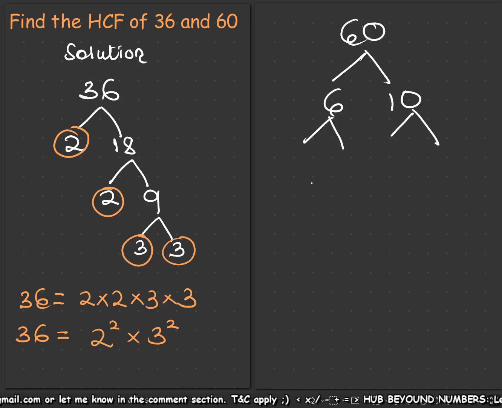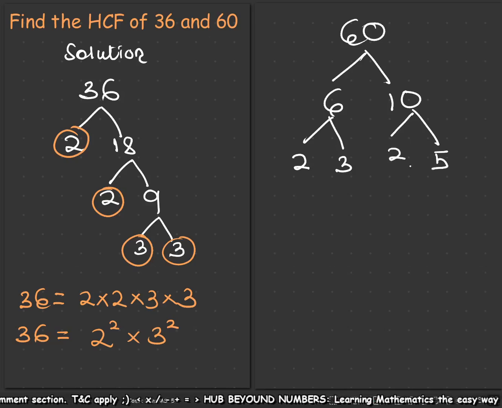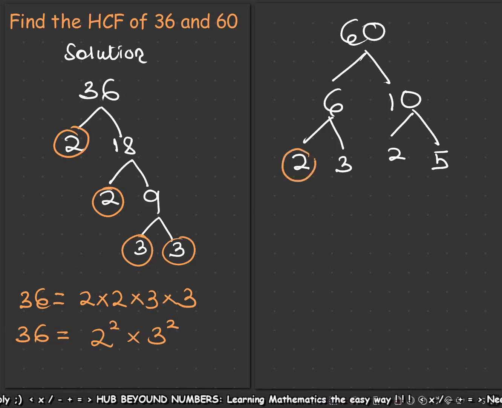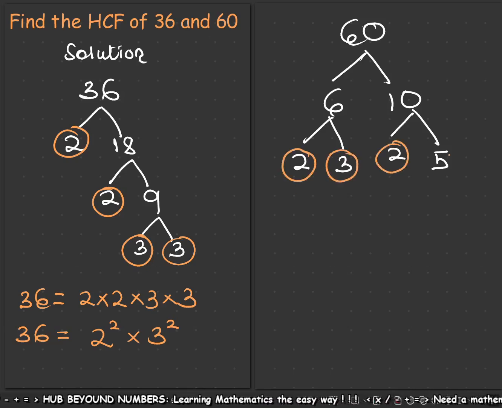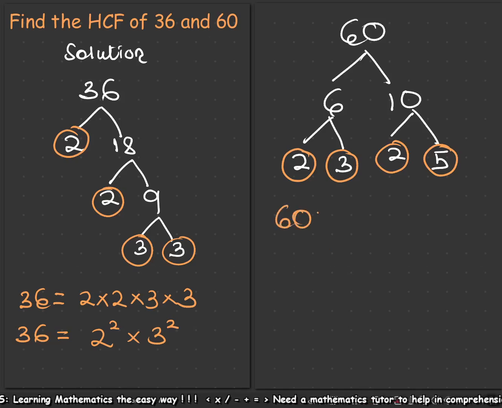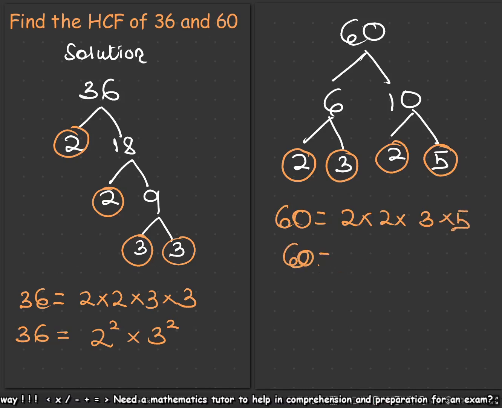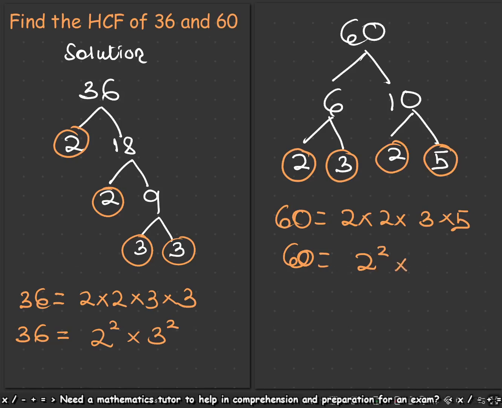So for 6, I have a 2 times 3. And for 10, I have a 2 times 5. Now, all these numbers we have here are prime numbers, and we can't form any branches after them. Hence, as 60, we are going to write 2 times 2 times 3 times 5, which can then be written as 2 squared times 3 times 5.